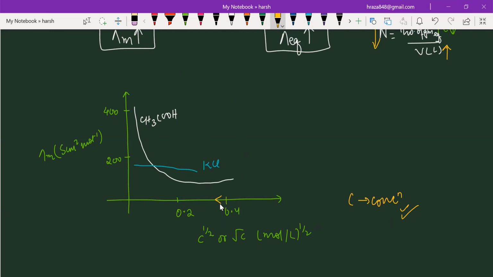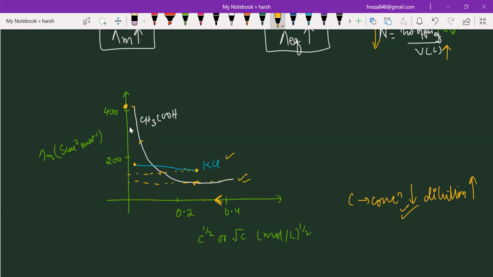Now you can see that going from 0.4 to 0.2, concentration decreases, which means dilution increases. In the weak electrolyte, you can see the variation increases drastically. But for KCl, the variation was only from here to here. In the weak electrolyte, the variation is this much. The molar conductivity increases. Are you getting my point?